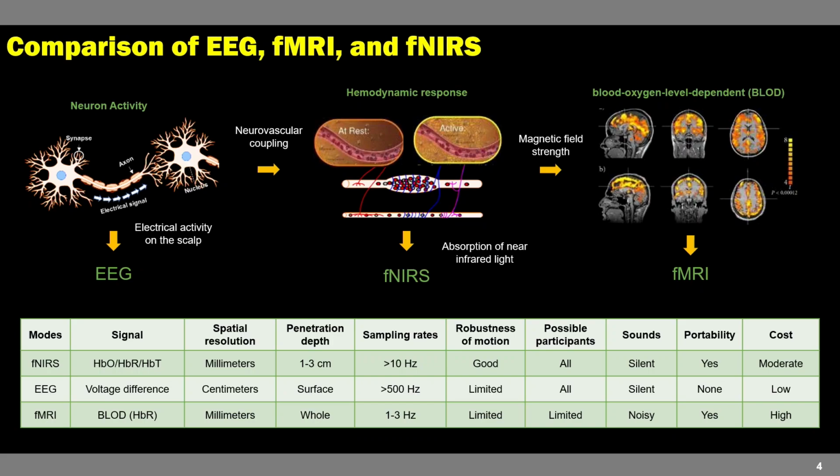Compared to fMRI and EEG, generally speaking, fNIRS can provide higher temporal resolution than fMRI and better spatial resolution than EEG. It also has other advantages like low cost, safety, and being silent.